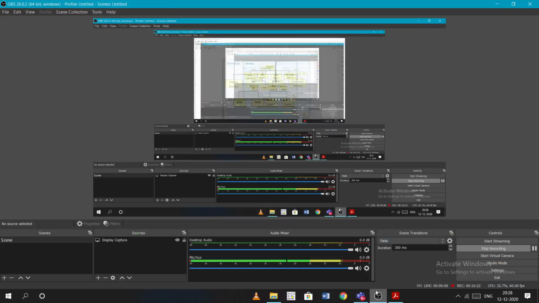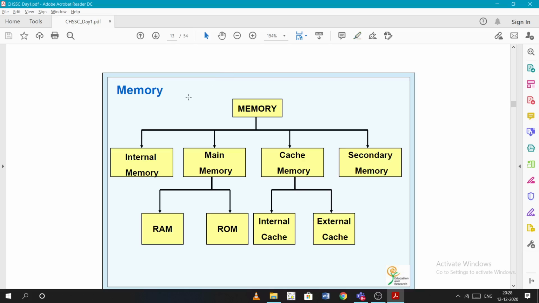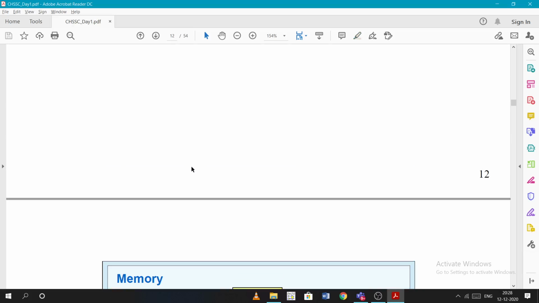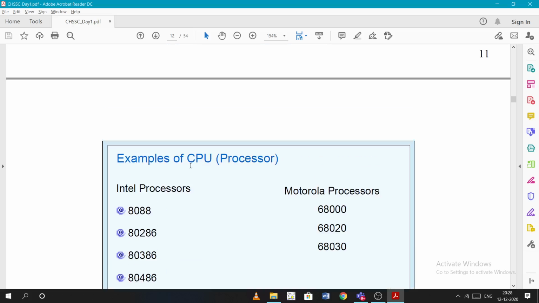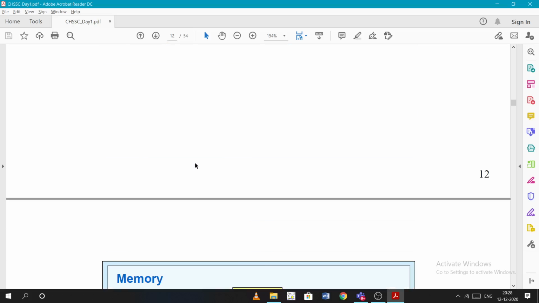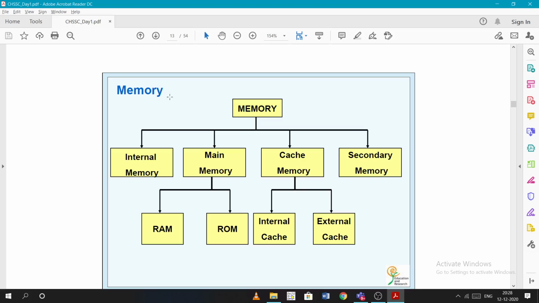We have discussed up to here about examples of CPUs. In the next video we will see about memory, what memory is, and what components are present inside a memory.